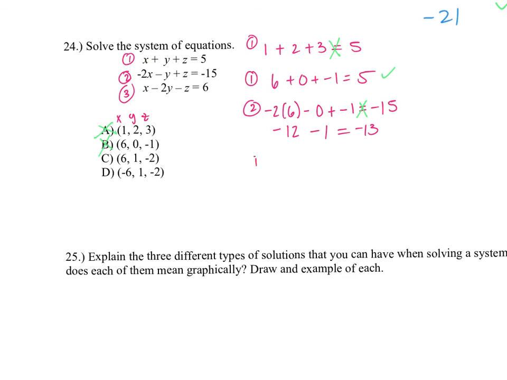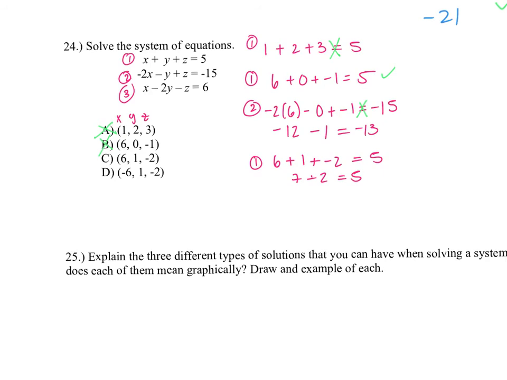And again, I have to start back at equation 1. So plugging in my 6 for x and my 1 for y and negative 2 for z, I need to make sure this equals 5. And I think it does because 6 plus 1 is 7, minus 2 is positive 5. So this does work and give me a 5. So the first one already works.